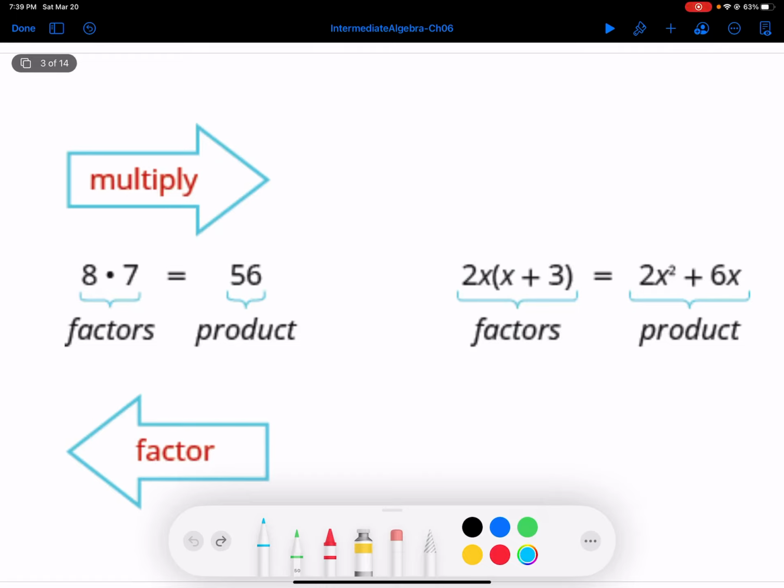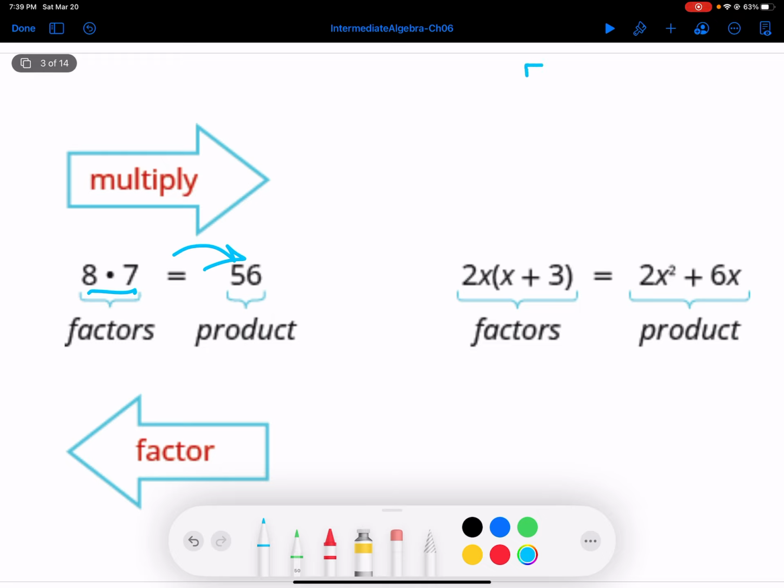This is an example of how to find the greatest common factor of two or more expressions. So it's showing how when you first learned to multiply, you would take the two factors, multiply them together, and you would get your answer. So now you want to think about factoring as doing the opposite.